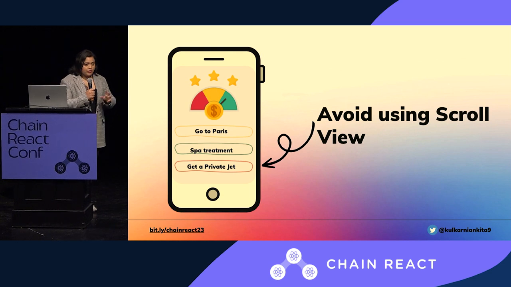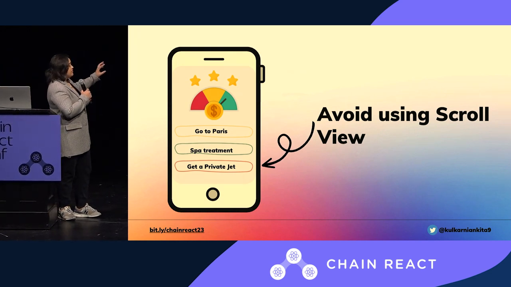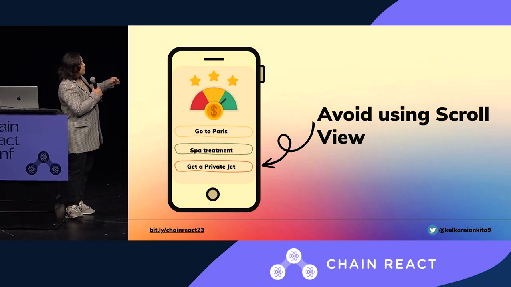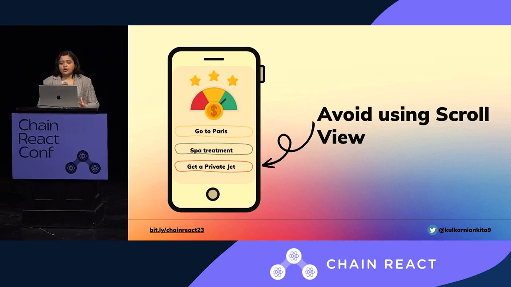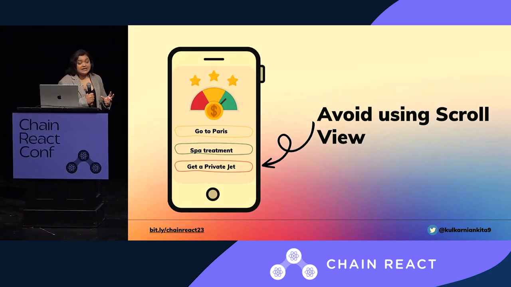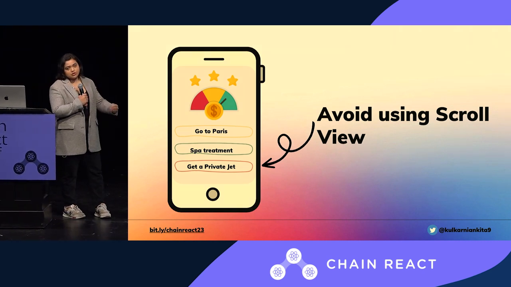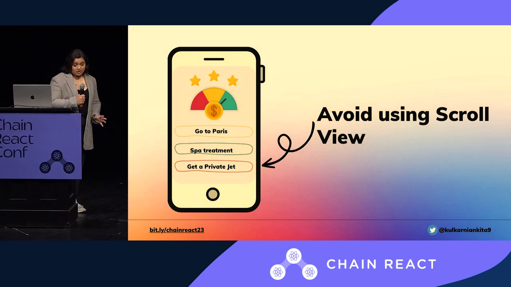The first thing for our specific app, right? These are not just the three items that we are seeing on the screen. There are a lot more that we are using, and we're showing that to the user. So you want to load only the items that are needed. Your first instinct might be to use ScrollView because you want to scroll through the list of items. And that is something that you should avoid at all costs.